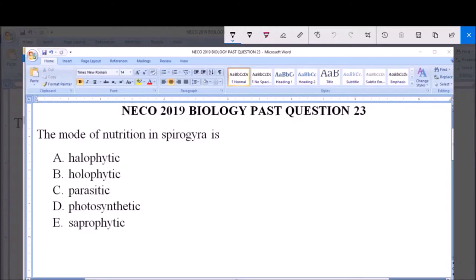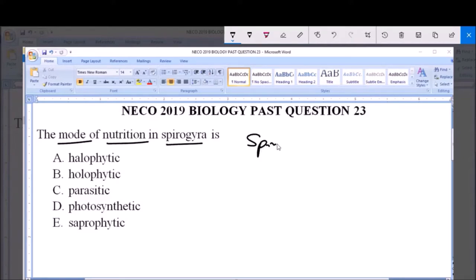I'll be answering NECO 2019 biology past question 23. The mode of nutrition in Spirogyra is: A. Halophytic, B. Holophytic, C. Parasitic, D. Photosynthetic, and E. Saprophytic. So the question is the mode of nutrition in Spirogyra.